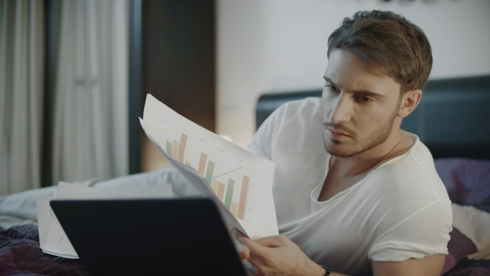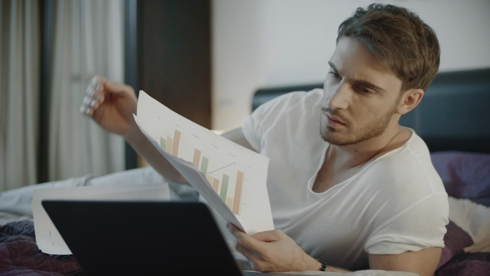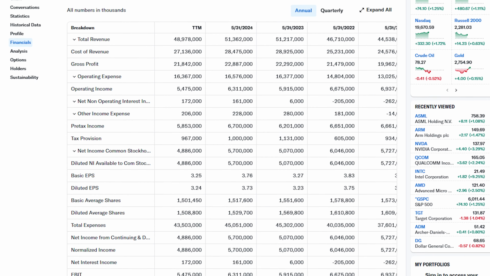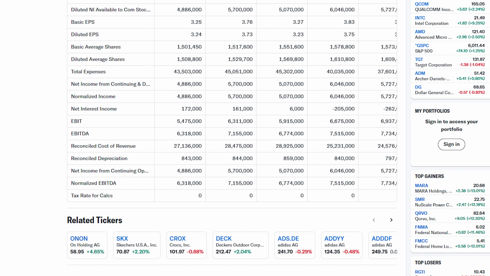Valuing a stock can feel super overwhelming, especially if you are starting out. With so many numbers, metrics, and endless stock options flying around, where do you even begin? Well, here's the good news. I'm about to break it all down for you.